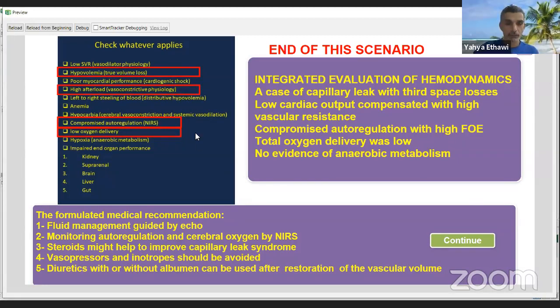And again, remember this checklist, which we showed in the first presentation. If we check whatever applies in this case, we have hypovolemia, and it was true volume loss. We have high afterload vasoconstrictive physiology. In this case, it was a compensatory mechanism, not the true physiology. The true physiology here was hypovolemia. The vasoconstrictive physiology from the blood pressure was a compensatory mechanism, and we understood that only after we did the echo. We have compromised autoregulation by NIRS and also low oxygen delivery after we applied the oxygen delivery equation.